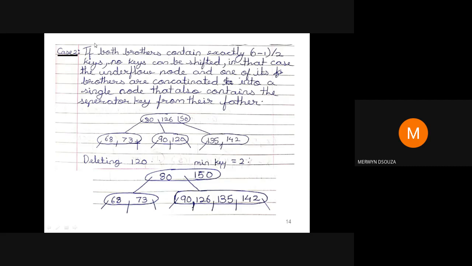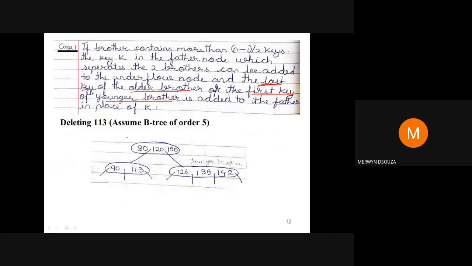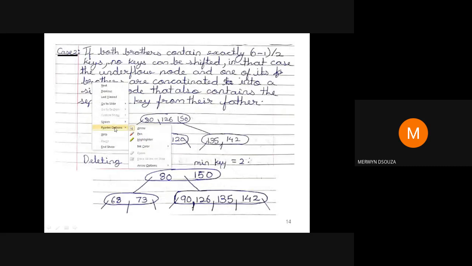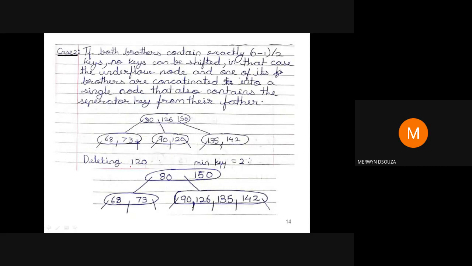Okay, so let's look at the second case. Now when you're doing this deletion and underflow occurs, first you will try to do case 1. If case 1 is not working, then you will go to case 2. Now, suppose you have been told to delete 120. If you delete 120, it's order 5, so the minimum number of keys required is 2. So again there's an underflow here. So we'll try to apply case 1.